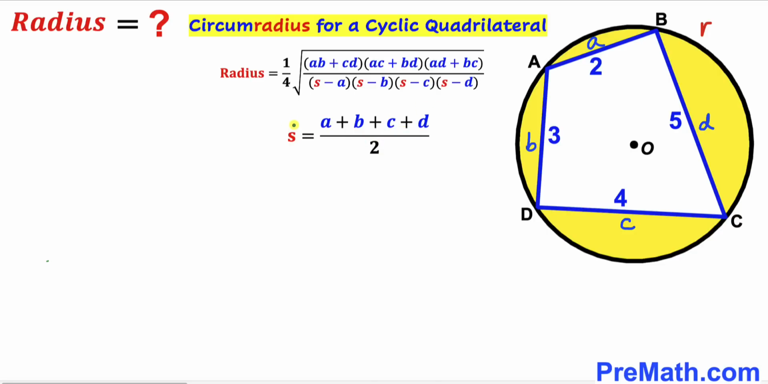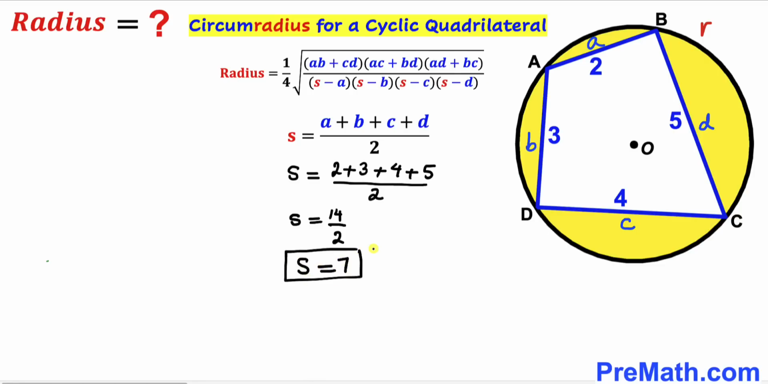Our task is to calculate the value of lowercase s before we can plug it into this formula. Let's fill in the blanks. Our s value is going to be equal to 2 plus 3 plus 4 plus 5 all over 2. Let's simplify. s is going to be equal to 14 divided by 2, so our s value turns out to be 7 units. And here's our next step.